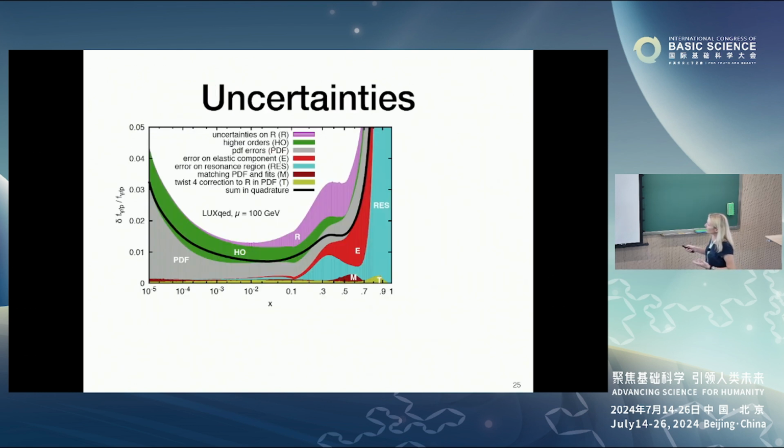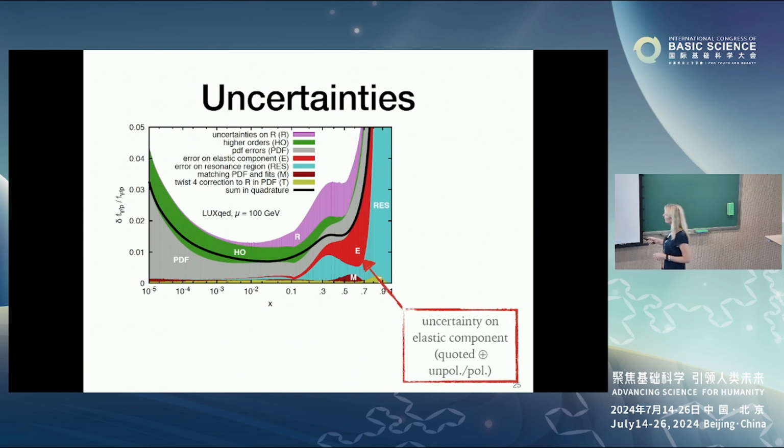And this is now what I mentioned. So we wanted to give an uncertainty to our photon distribution functions. And there are very different sources of uncertainty. I want to discuss them a little bit now, very briefly.